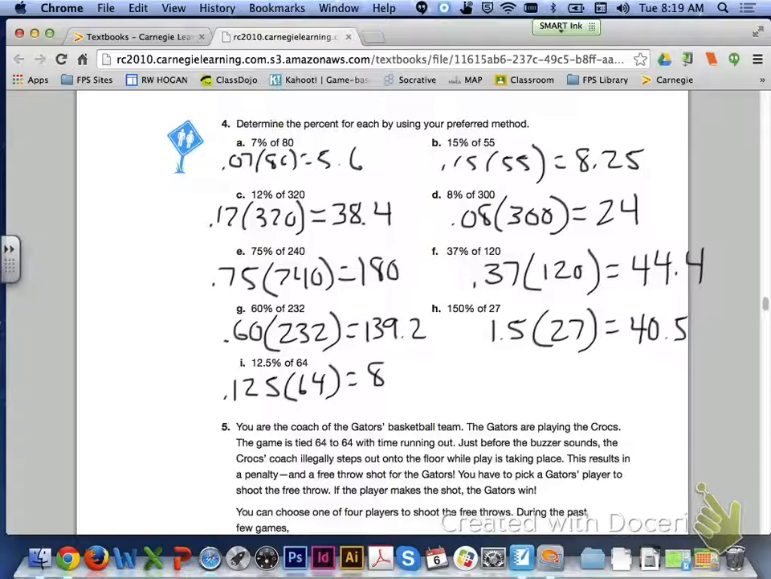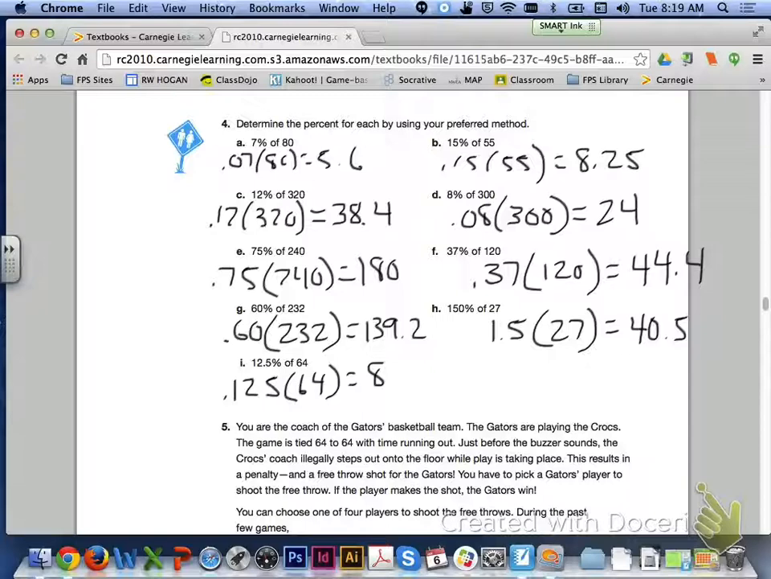Let's take a look at what you came up with for letters A through I. I chose Hank's method. I feel that that is the most efficient. I'm going to take each of my percents and turn them into decimals and multiply, carry out the multiplication. So if you take a look at letter A, 7%, I write that as a decimal, 0.07, multiply that by 80, and get 5 6/10 for my answer.